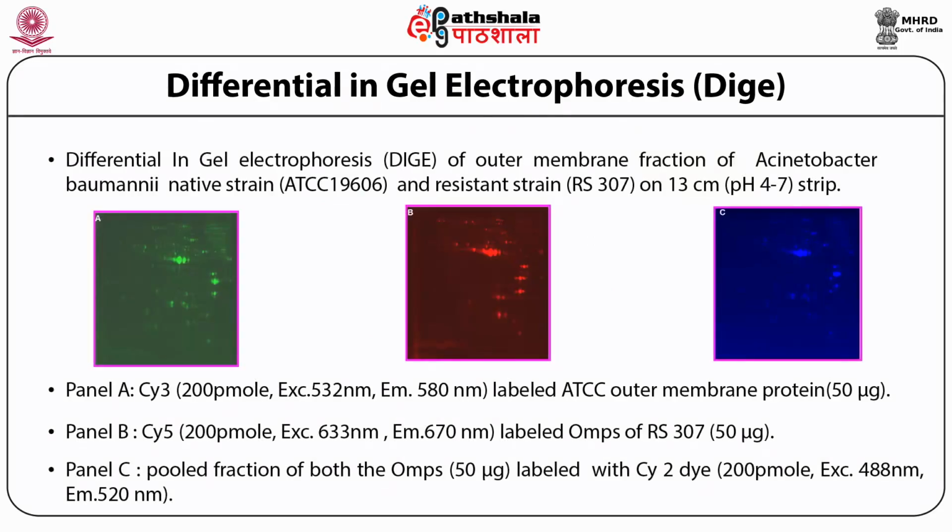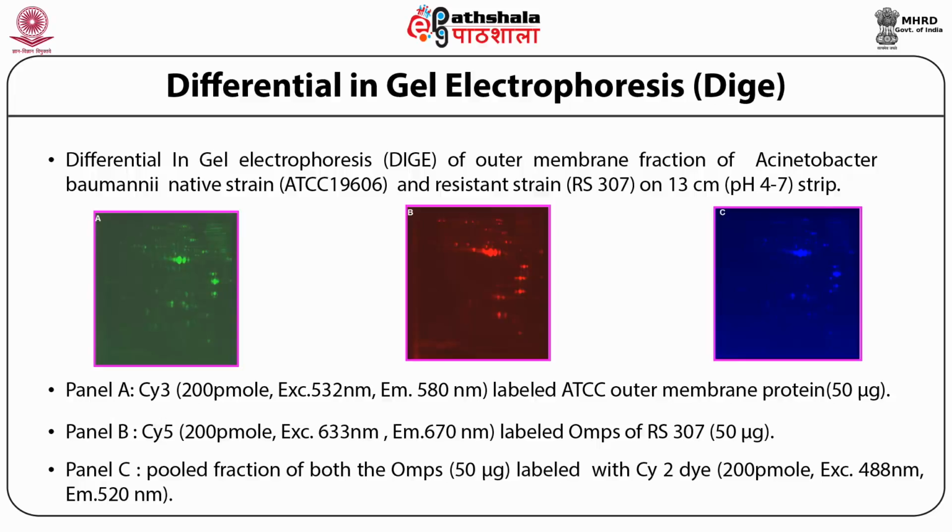Now we will show you the result output of the dyes. For this, we will show you results which are published in a research journal. In this experiment, the outer membrane fraction of a gram-negative bacterium, Acinetobacter baumannii, has been taken, and the comparison was done on the membrane fraction of the native strain, which is ATCC 19606, and the resistant strain. The two-dimensional electrophoresis was done on a 13 cm gel strip with a pH range of 4 to 7.